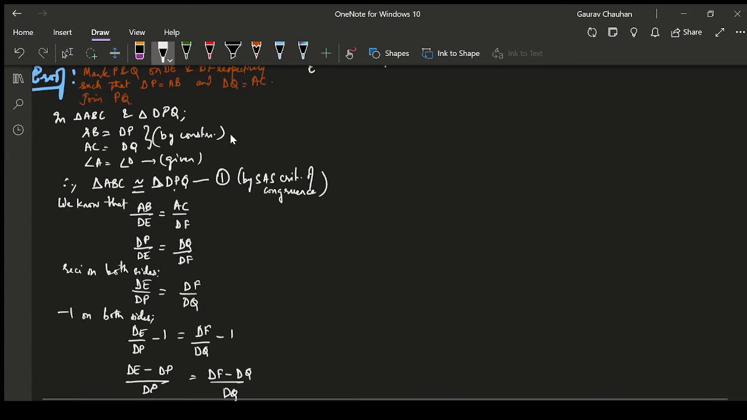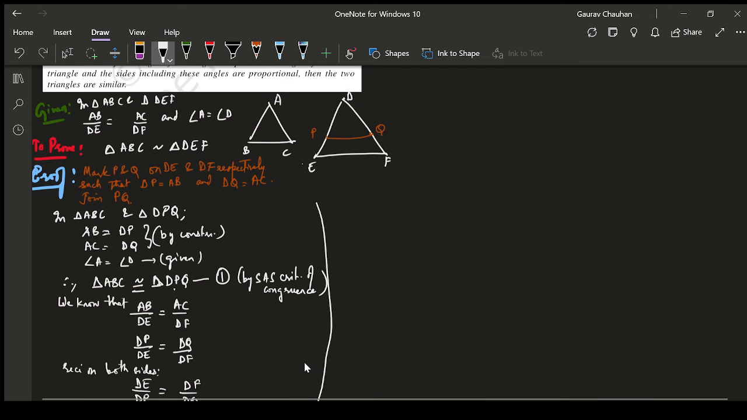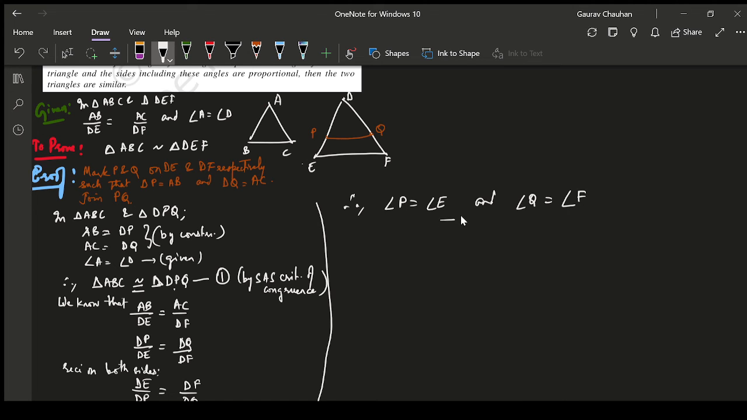And now, if PQ is parallel to EF, then obviously this angle and this angle are going to be same, because DE is a transversal, PQ and EF are two parallel lines, corresponding angles are equal. Therefore, I can see that angle P is equal to angle E and angle Q is equal to angle F. Can we not? Yeah. Let's mark this as equation number 3 and equation number 4. And let's write this as corresponding angles for parallel lines.